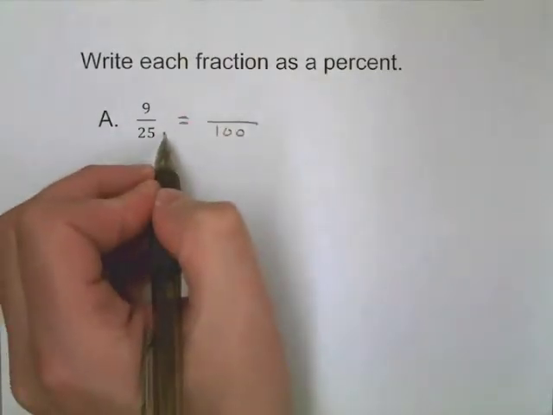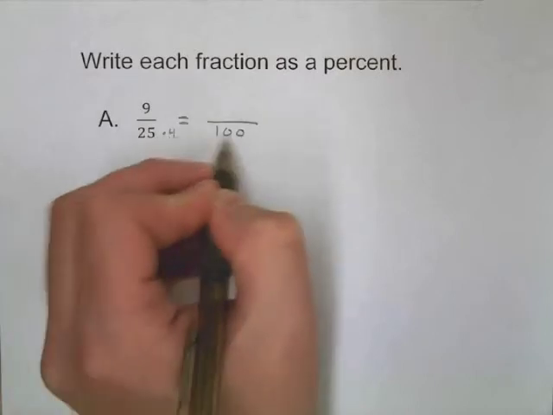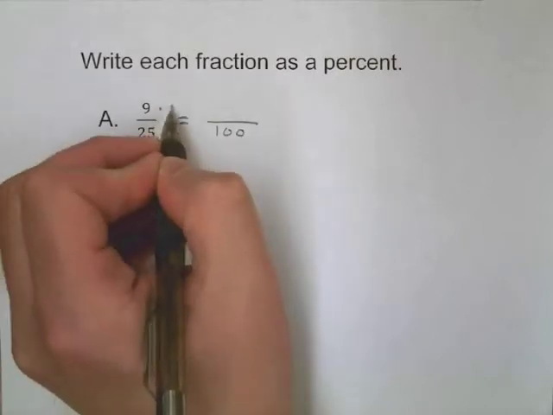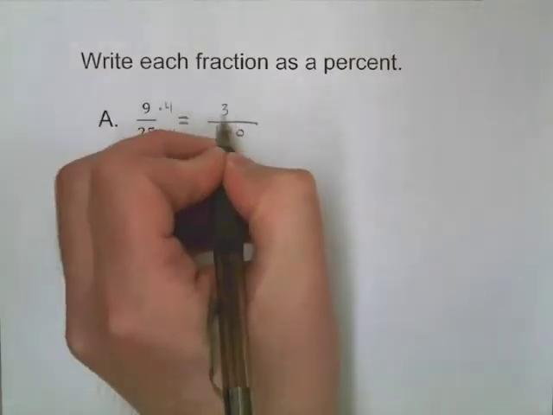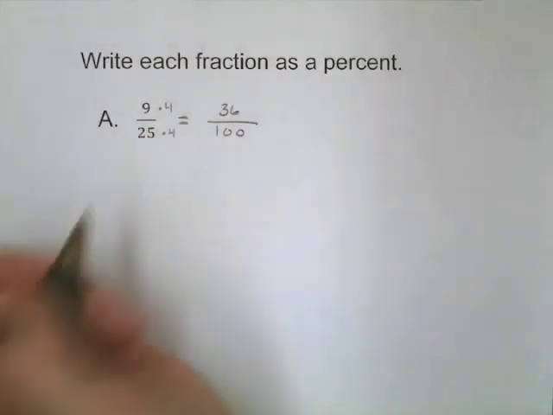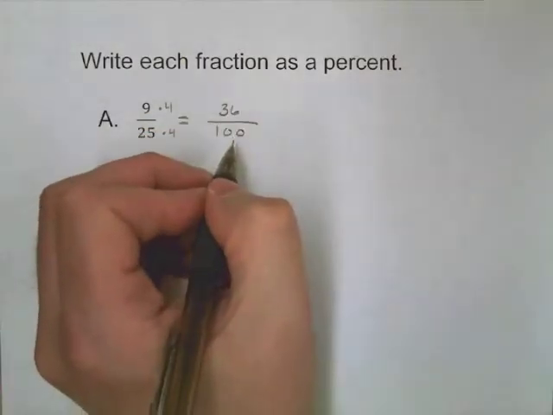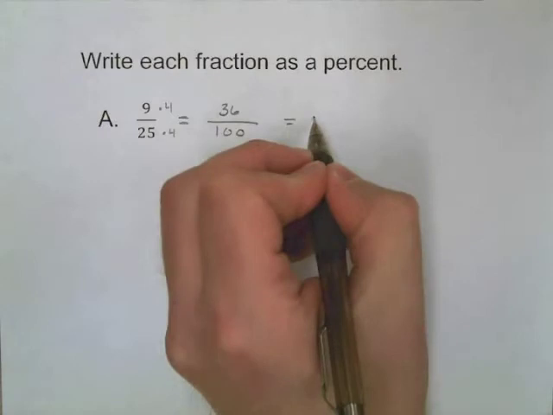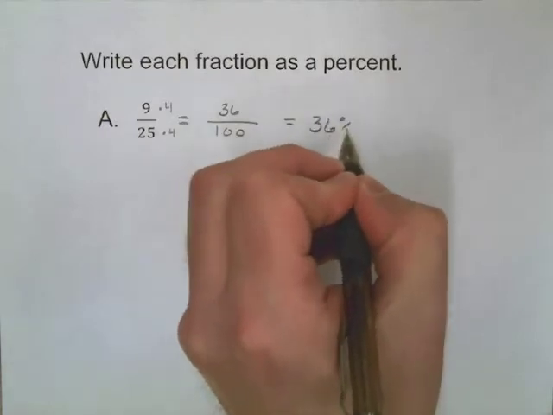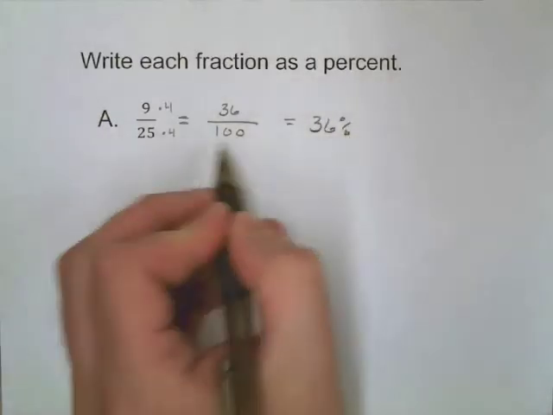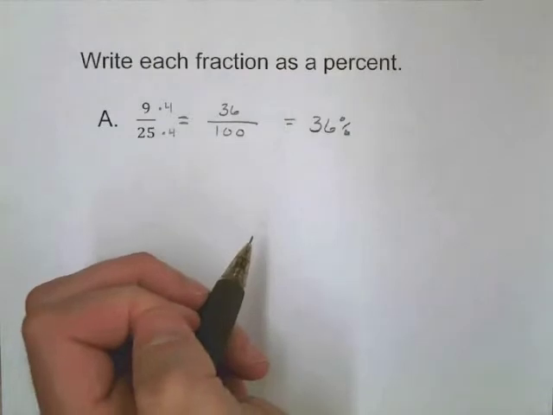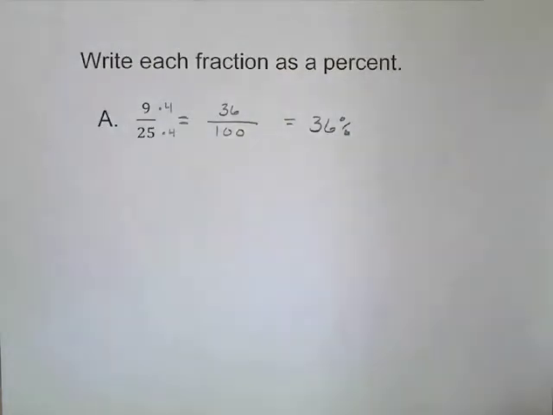Well, I know that I can multiply 25 by 4 to get 100. And if I do that to the bottom, I'll do it to the top. And 9 times 4 is 36. And 36 out of 100 is 36%. So that's one method. If I can get this denominator to be 100 as an equivalent fraction, I can find my percent. Let's take a look at another one though.